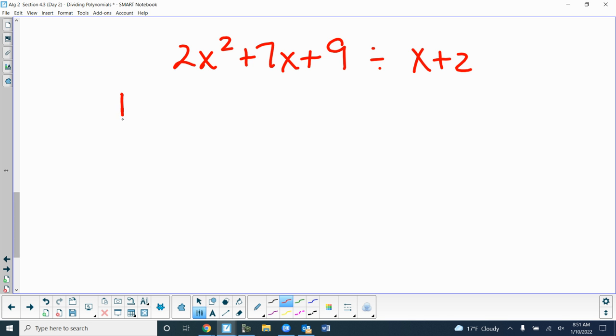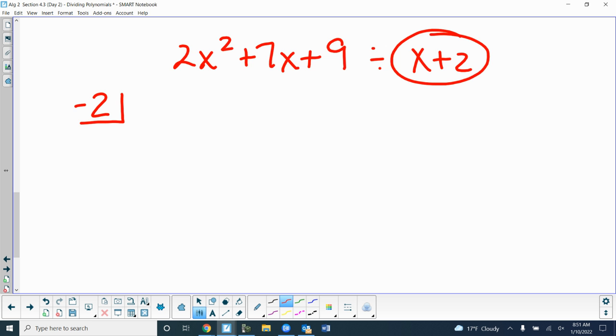We make a little corner box. And whatever makes that equal to 0, we put in that box. So what value of x makes x plus 2 equal to 0? Negative 2. So that's the first thing you've got to remember. If it's x plus 2, your little box is negative 2. If it was x minus 2, what's in our box? Positive 2. Okay?